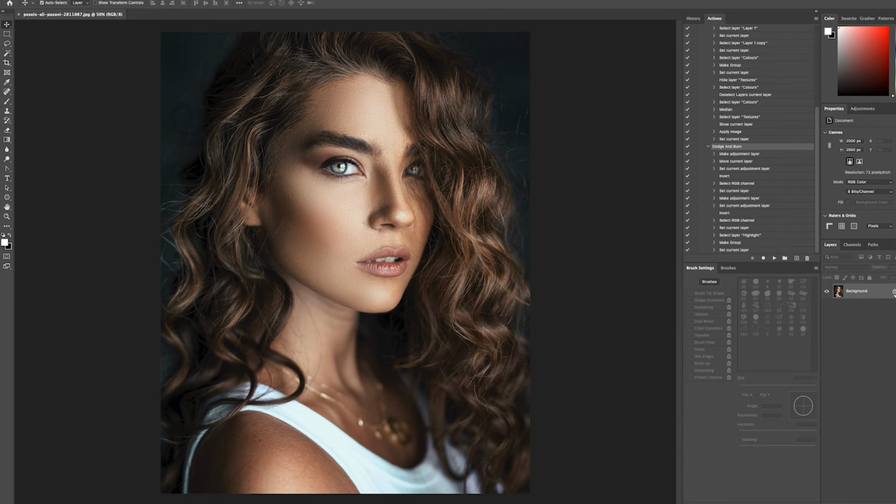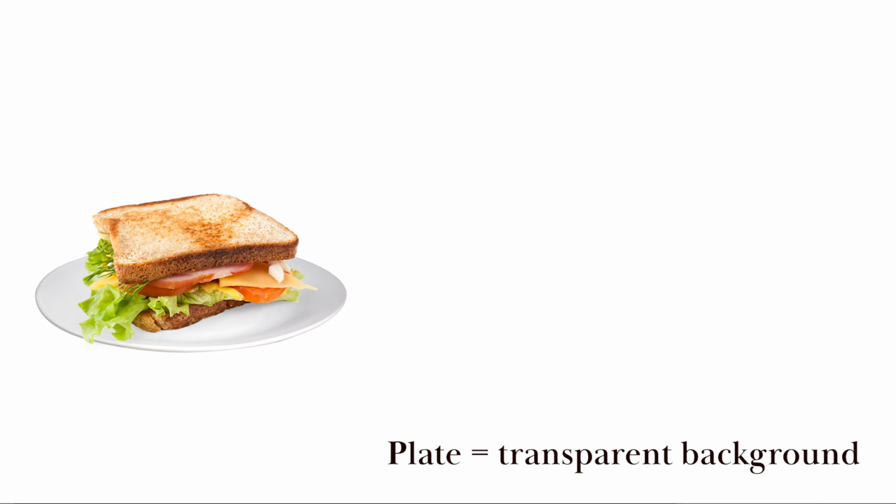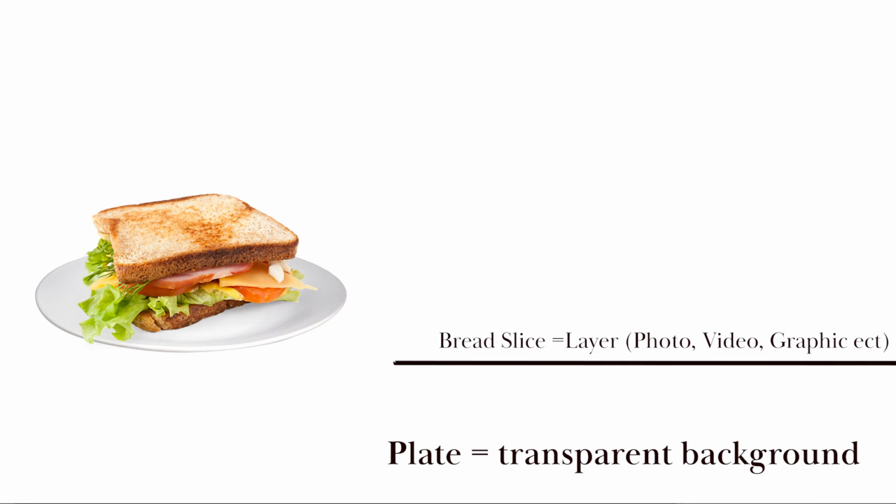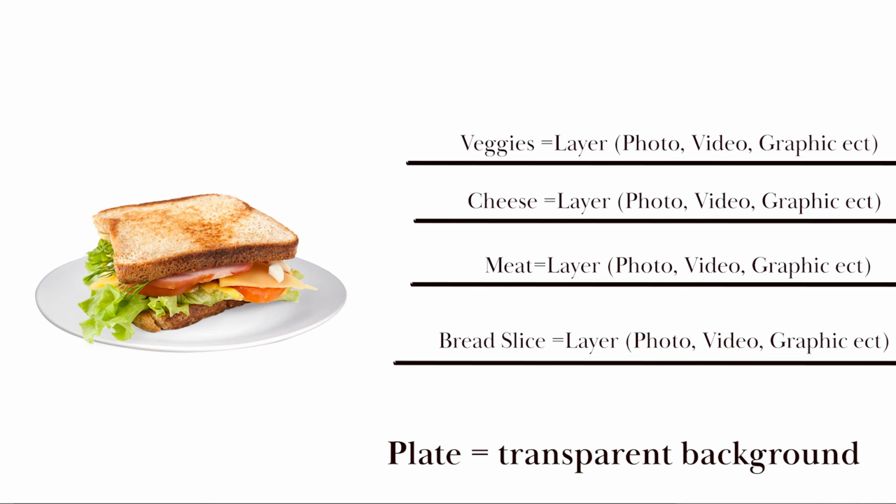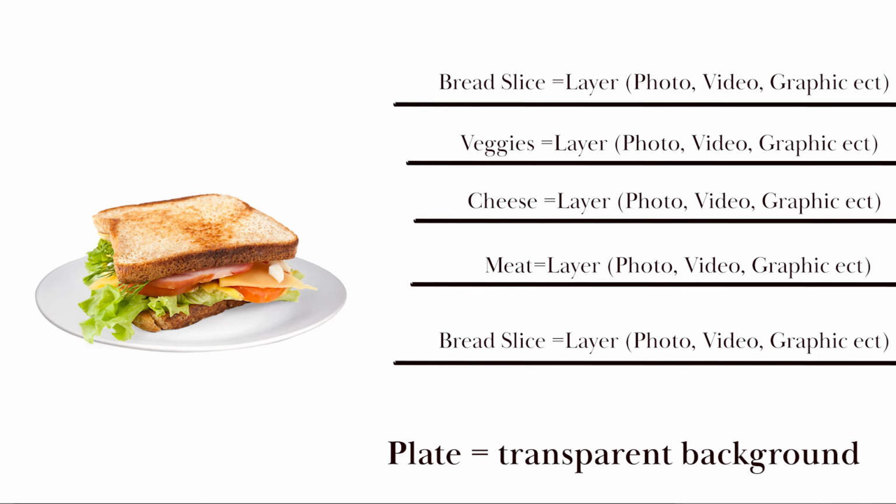So for starters, I bet you're wondering, what is this little lock symbol that's next to background? So when we think about Photoshop and layers, we got to think about a sandwich, right? So in your sandwich, you got your bread, you got your meats, your cheese, your lettuce, your tomato, then another piece of bread. That's how you got to think about Photoshop.